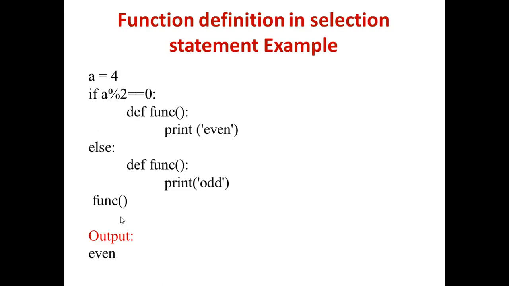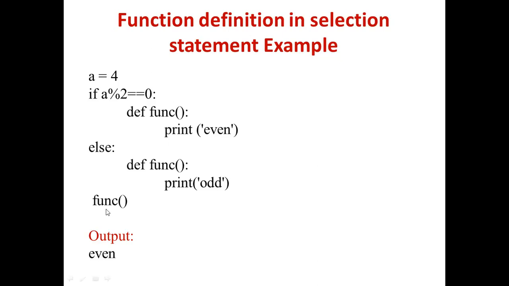Look at how they are using function definition in selection statements. They initialize a as 4, then they start the condition a modulo 2, checking whether a modulo 2 returns 0. If so, they create a def, that means they create a function, that prints even. Otherwise, they create another function that prints odd.